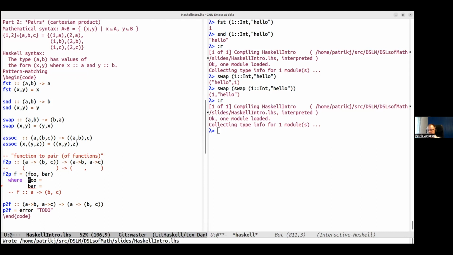Now, we can try to see from the type up here what the types of these arguments are. So the first one, foo, has type A to B. And the second one, bar, has type A to C. So we should take a function as input, and we should return two functions, foo and bar, as output.